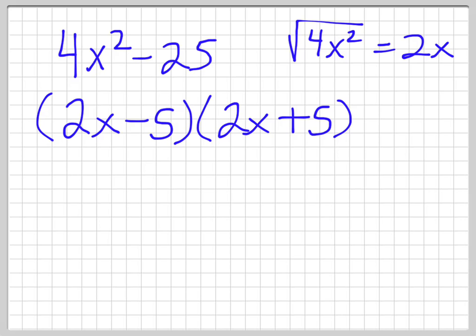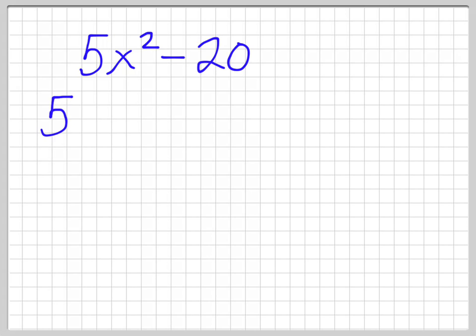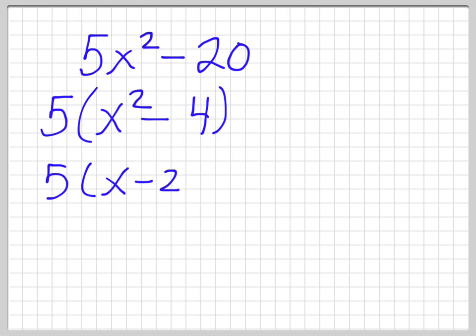You also may have a difference of squares in disguise. You might have something like 5x squared minus 20. In that case, it doesn't look like difference of squares, but if we factor out a 5, look what happens. The 5 comes outside, I'm left with x squared, and 20 divided by 5 is 4. There's our difference of squares. Sometimes you have to reduce it down to see your difference of squares. So I end up with 5 times x minus 2, x plus 2.